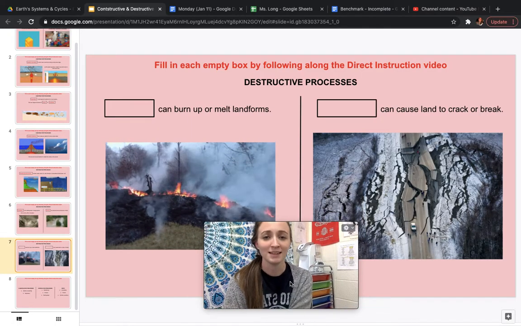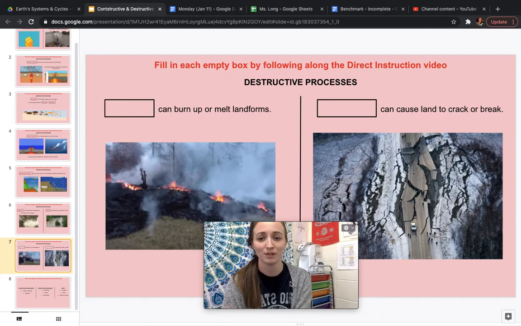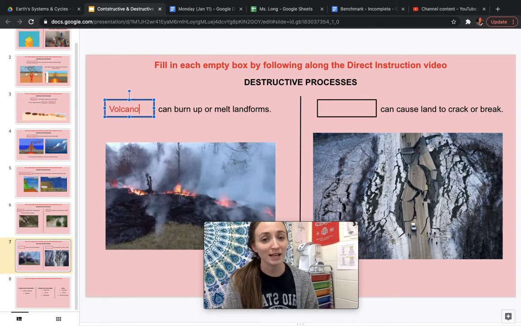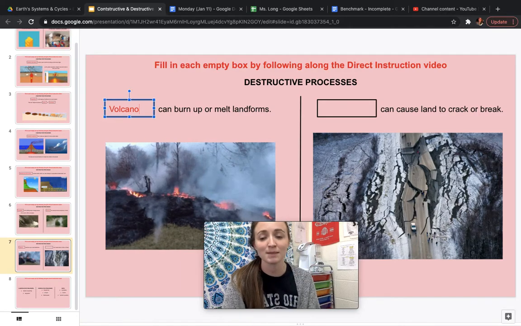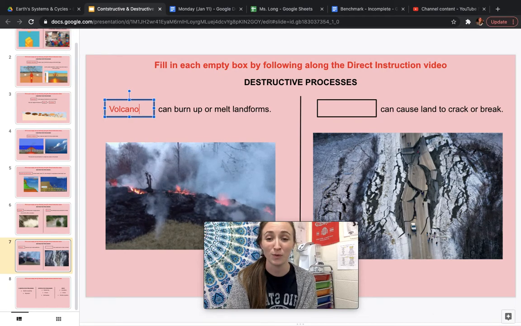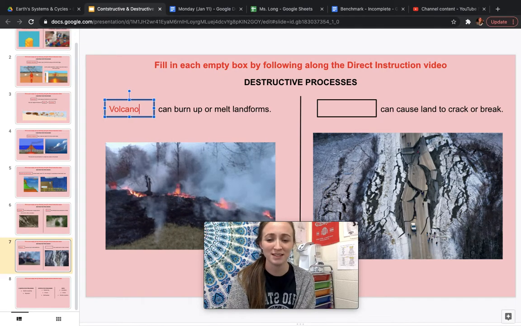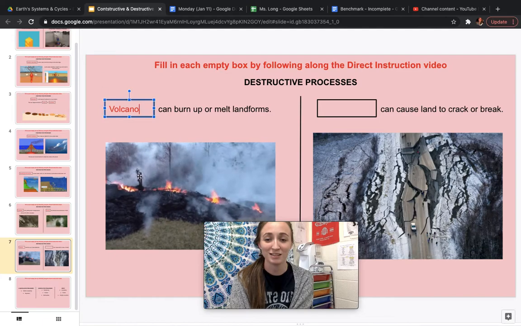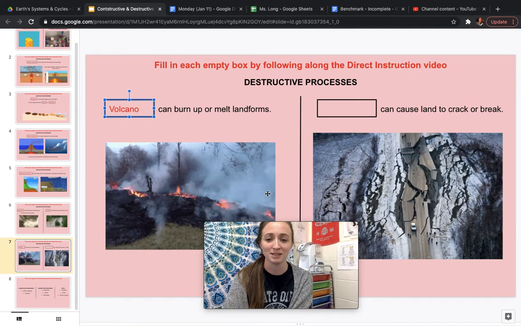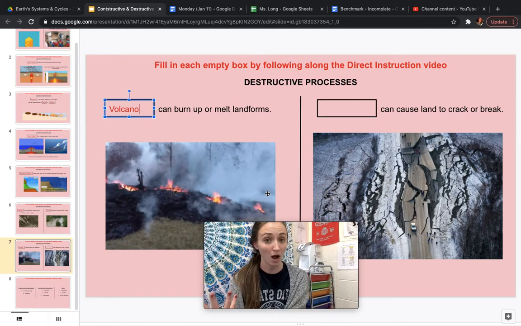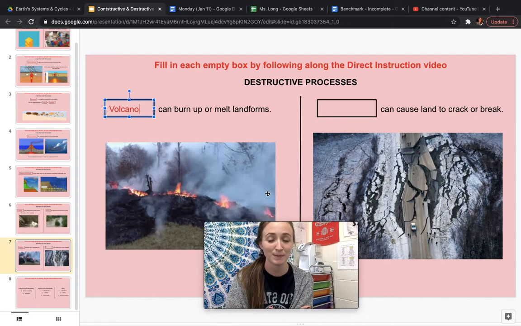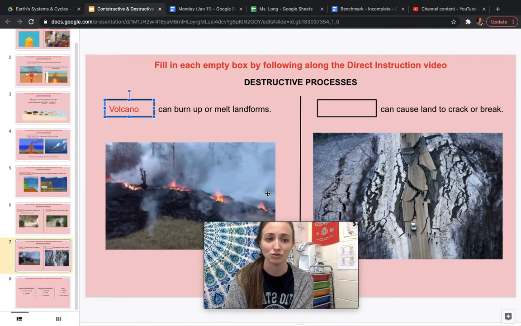Okay, the last two destructive processes I want to talk about. This one makes a little bit more sense when we're talking about volcanoes. At least in my brain it makes more sense. Volcanoes can also be destructive because when that volcano erupts and that hot lava sits on the ground, it can actually catch a lot of it on fire or completely burn or melt it up. So that's obviously destroying it. If it turns into a rock and creates new crust, that's constructive. But if it's burning or melting something, that's destructive.